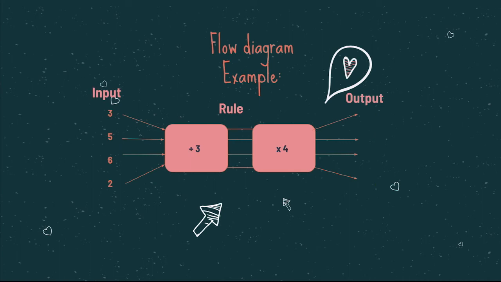The next example. We have the input of 3. The rule is to add 3 and times it by 4. What is 3 plus 3? It is 6. What is 5 plus 3? It is 8. What is 6 plus 3? 9. And 2 plus 3 is 5.